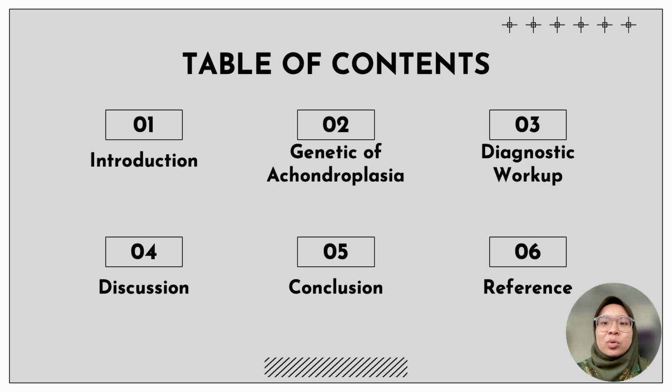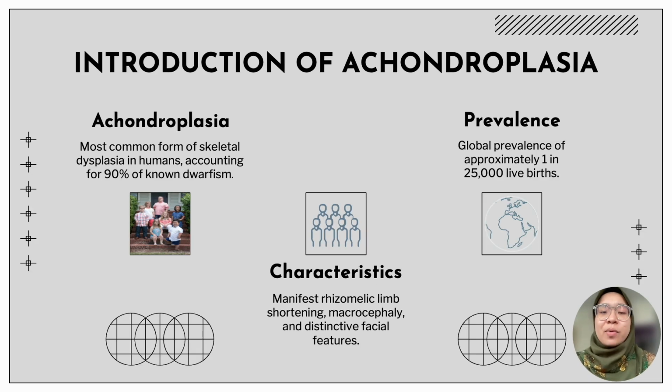My presentation will unfold as follows: introduction, genetic of achondroplasia, diagnostic workup, discussions, conclusion, and references. As for introduction, achondroplasia is the most common form of skeletal dysplasia in humans, accounting for approximately 90% of non-dwarfism. It has a global prevalence of approximately 1 in 25,000 live births.